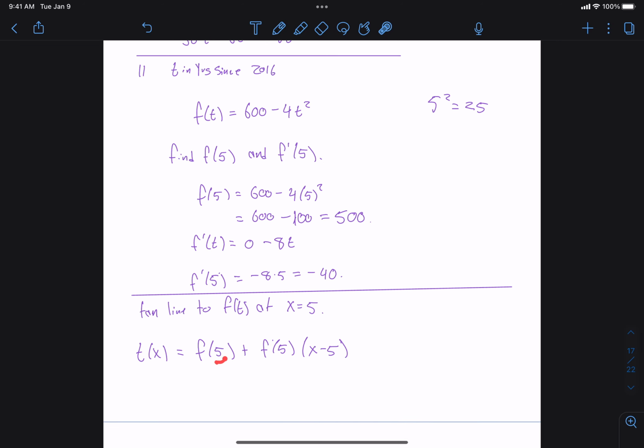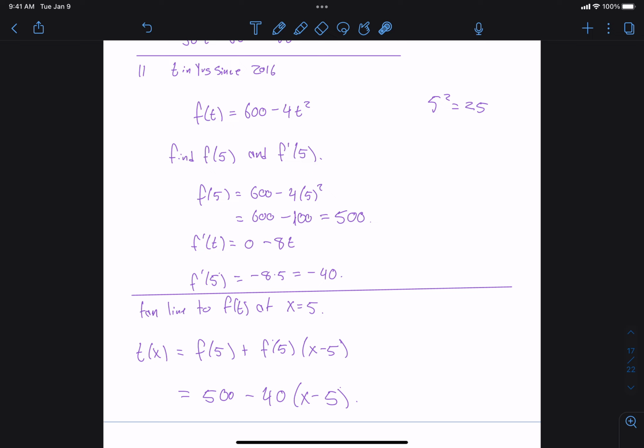So we put in 5 for a in the formula. We replace f of 5 by 500, and then we replace f prime of 5 by negative 40, so I'm going to change it to a minus 40 times x minus 5. And then I'm done. That's all you have to do. Exactly. So this is an equation of a line, right? It's a number plus a number times x.